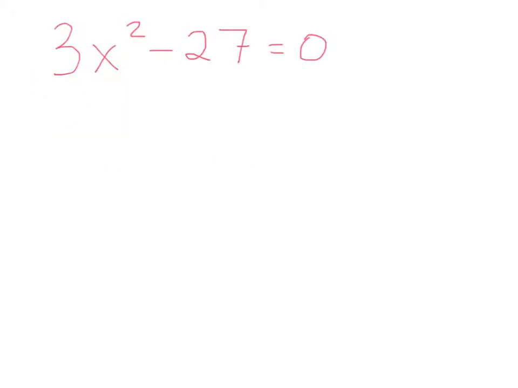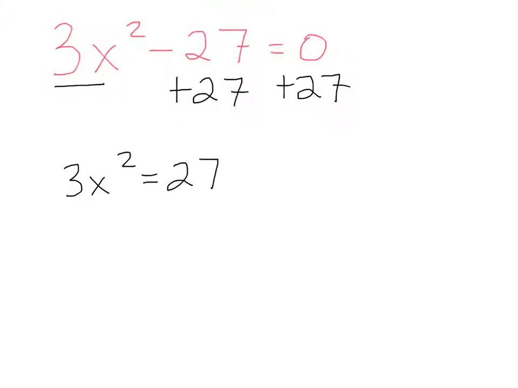All right, on this one, what we need to do is isolate the x squared. So in order for us to do that, we're going to add 27 on both sides. Okay, that's our first step. You can't divide by 3, you need to add 27 first. And when we do that, we get 3x squared equals 27. And now we need to get the x squared by itself, and the 3 right here is being multiplied by the x squared. So in order for us to get it by itself, we will divide 3 on both sides.